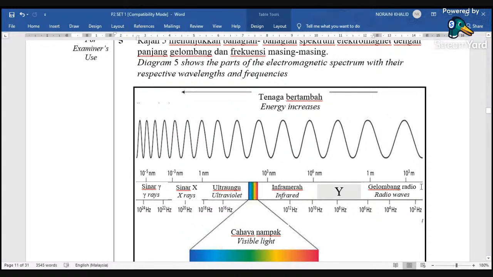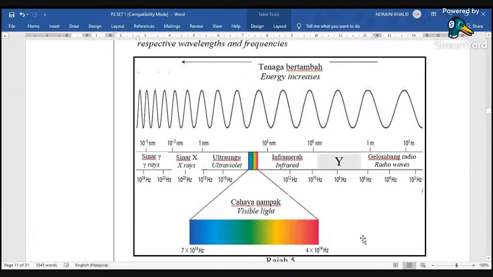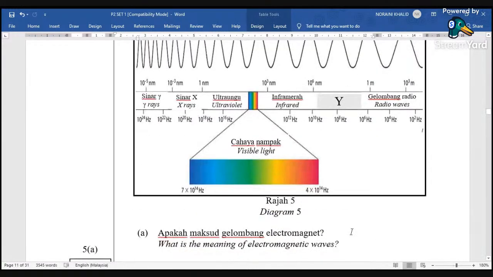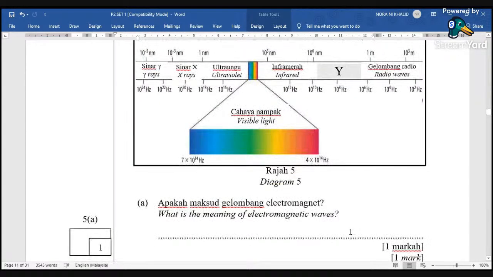Number 5, diagram 5 shows parts of the electromagnetic spectrum with their respective wavelengths and frequencies. So you can see electromagnetic wave: gamma rays, X-rays, ultraviolet, visible light, infrared. Okay, Y, what is Y, and radio wave. What is the meaning of electromagnetic wave?